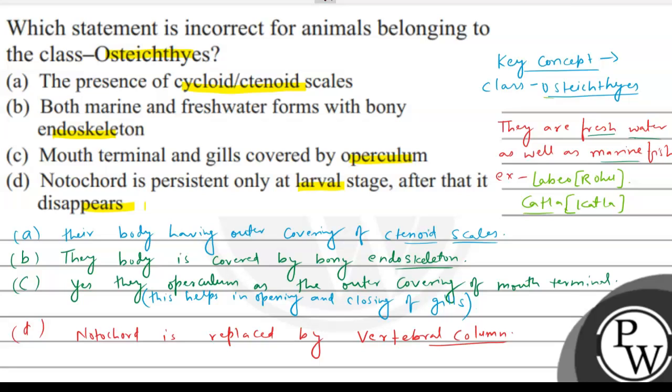So from this explanation we can conclude that option A, they have ctenoid scales as outer covering. They are both marine and freshwater, having bony endoskeleton. Mouth is covered with operculum and that helps in opening and closing of gills. And the last option is notochord disappears. Actually, notochord didn't disappear. It is replaced by vertebral column in the later stage of life. So from this statement we can conclude just option D is incorrect and the question is asking about the incorrect answer. So our final answer will be D.